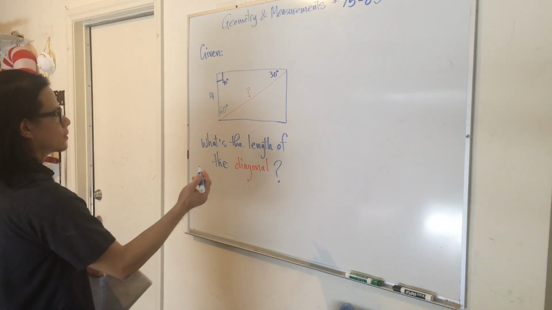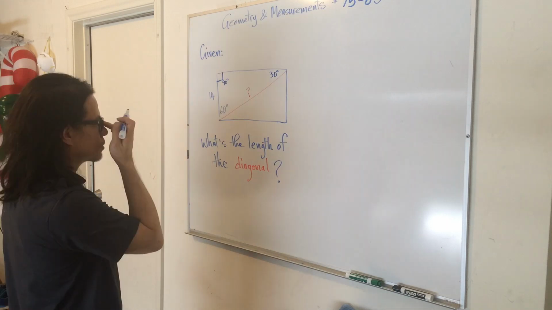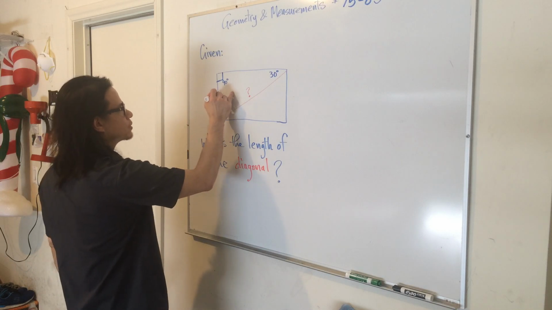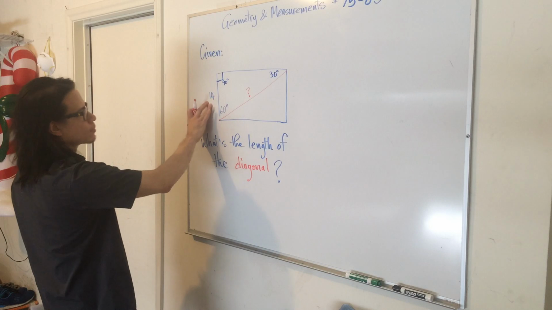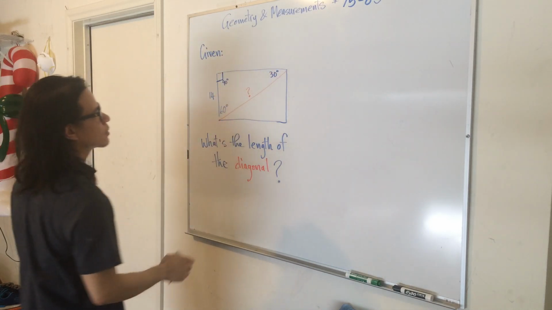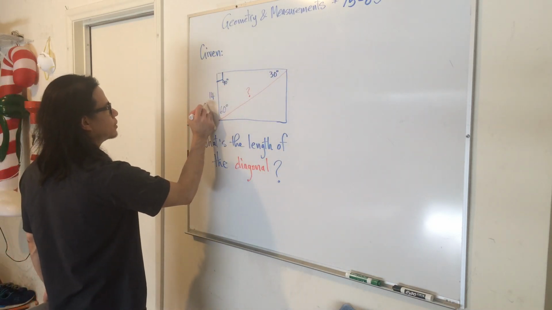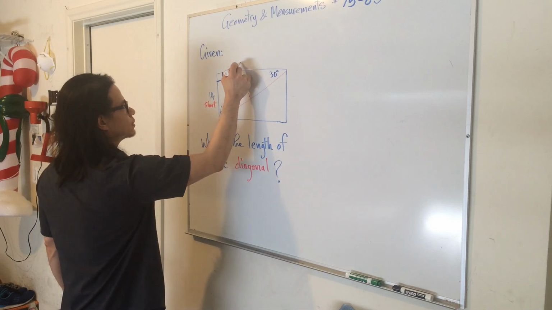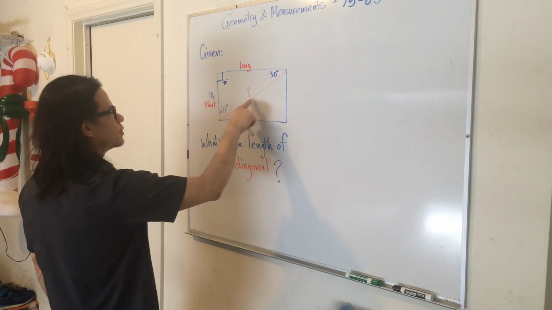So here we have a special right triangle, a 30, 60, 90 degree right triangle. You can apply the rule that we've just talked about, in which you can say that this side is the short side, and that will make this the long side. So here we have the short side, and then the long side. And here, your hypotenuse.